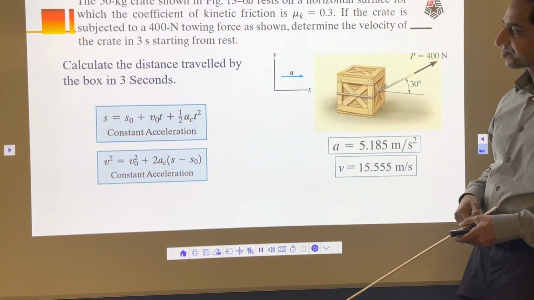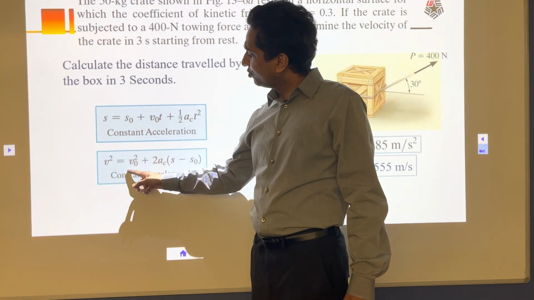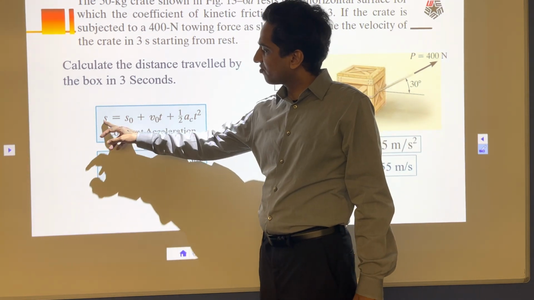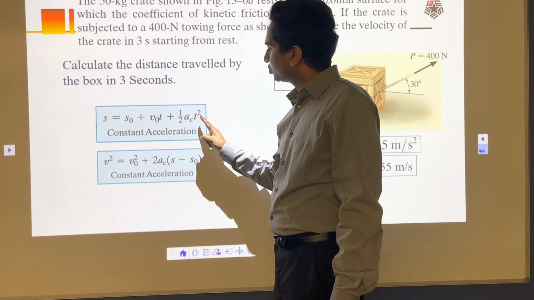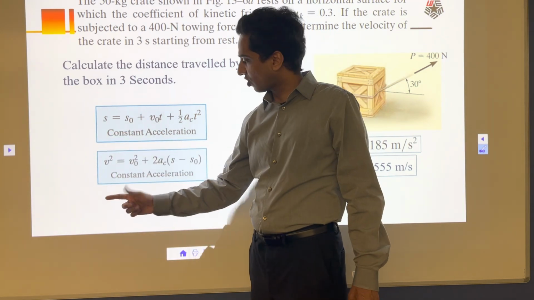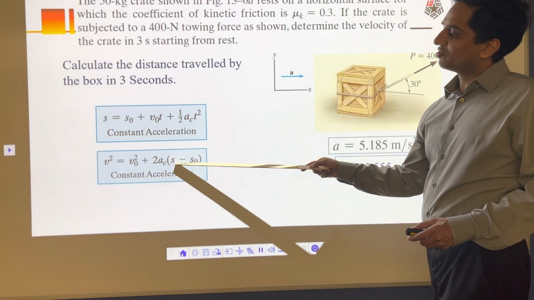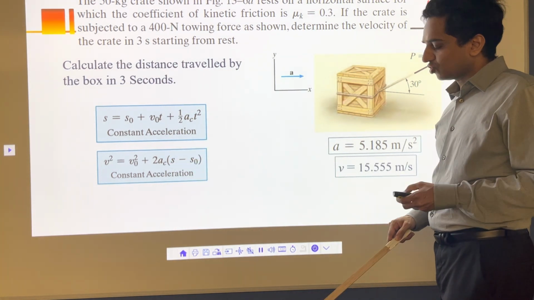So here, to calculate distance traveled, I'm going to use these two kinematic equations. Either one is fine. You can use this one or this one. This one: final distance is equal to initial distance 0, plus initial velocity 0, plus acceleration into time. You do that, you will get distance. Or you have velocity here, you put that here, and then you can calculate this. So either way, you can use one of these equations and calculate the total distance traveled.